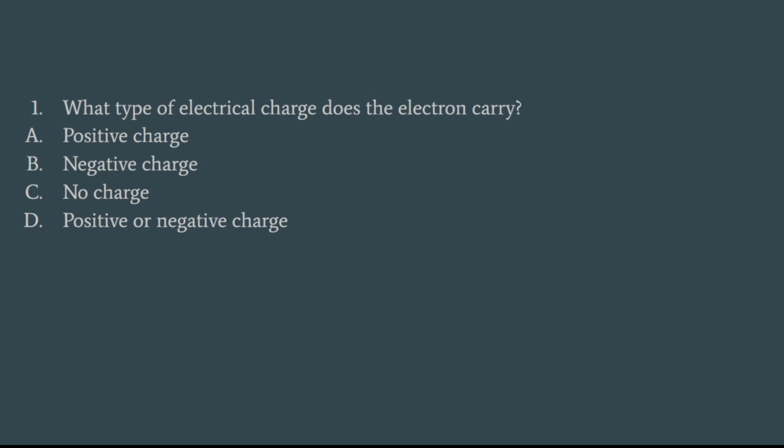So to review, what type of electrical charge does an electron carry? Is it A, positive, B, negative, C, there's no charge, or D, could be positive or negative? And the correct answer is B, negative. An electron is a negative charge.